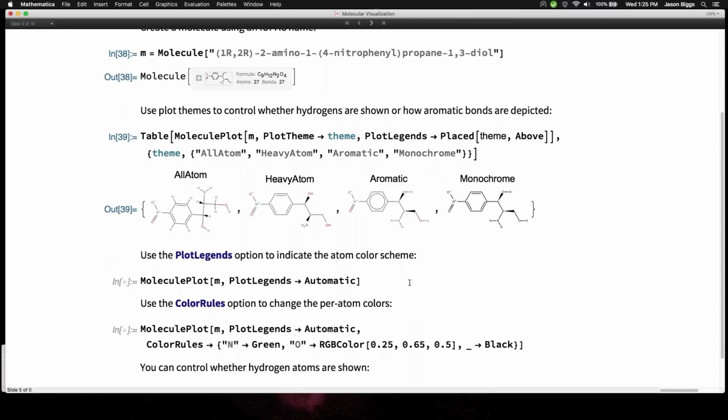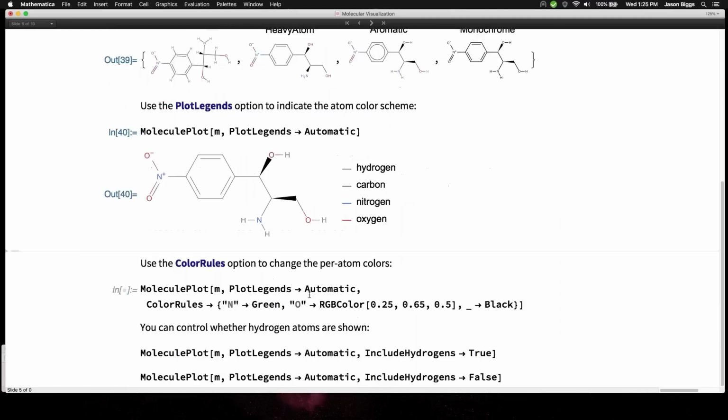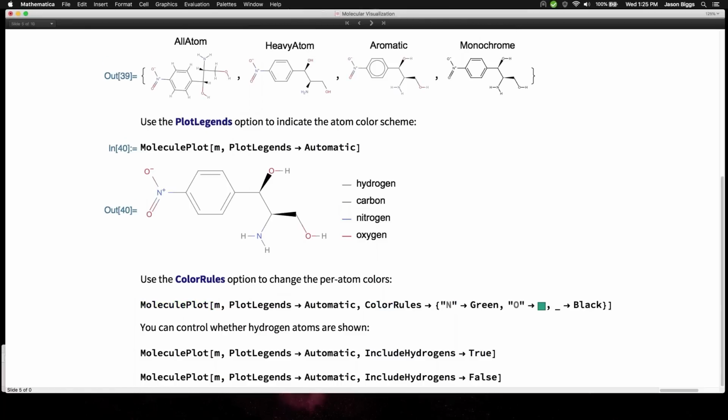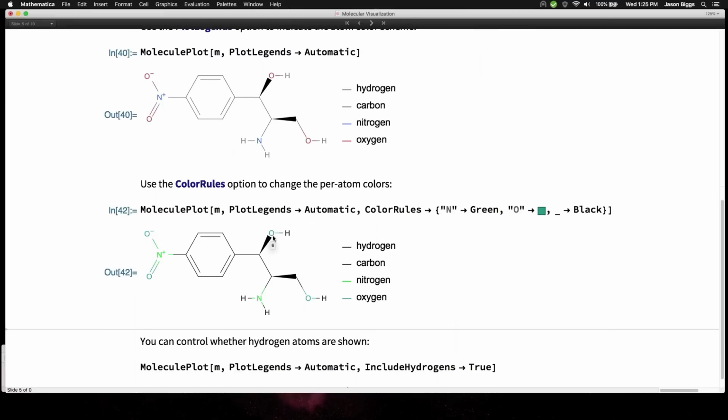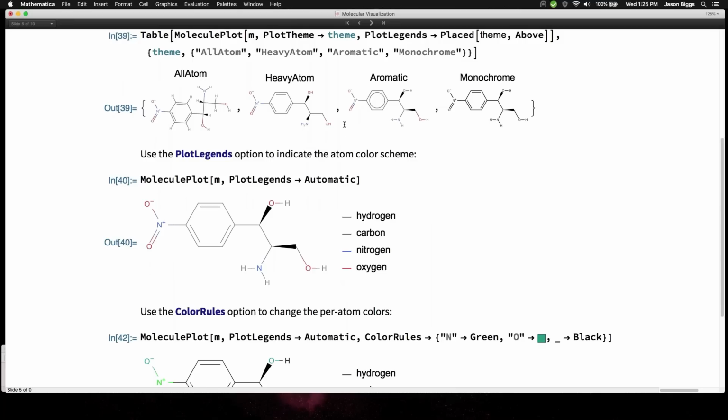You can add a legend quite easily to show what the different colors represent. Red is for oxygen, blue nitrogen. You can change those color rules easily if you like. You can make all nitrogens green and all oxygens this nice little green color as well. And yeah, you can control whether hydrogens are shown.